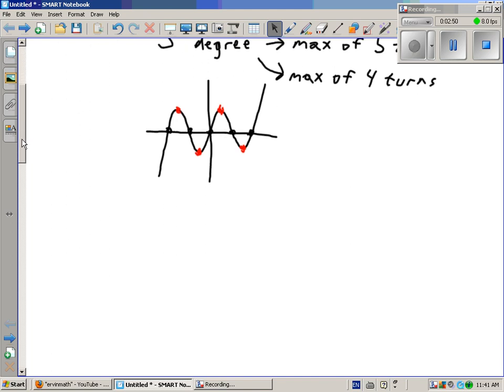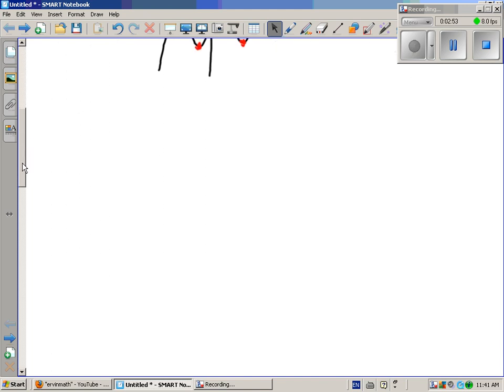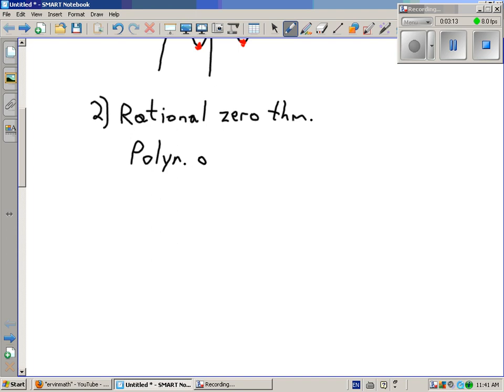The next rule actually has a name. The name of this is called the rational zero theorem. Okay? The rational zero theorem goes like this. Let's say we have a polynomial of nth degree. So, for example, if we were talking about a fifth degree polynomial, then n would be 5. If we were to write this out in general form with our powers going downhill, our leading term would be first. So I'll call it p of x.